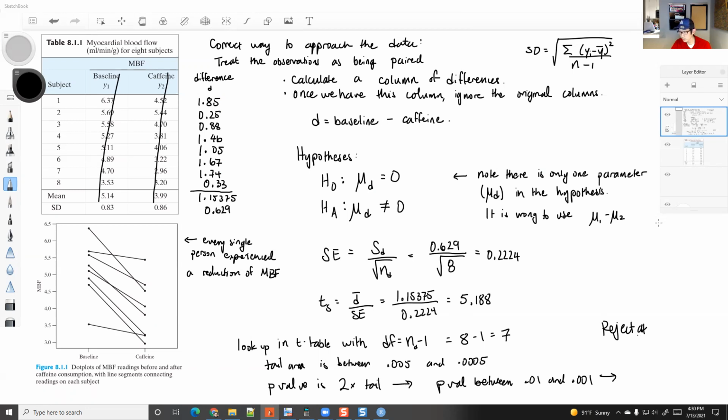Reject at alpha equal to 5%, reject at alpha equal to 1%. Okay. And we would say we have evidence that there is a difference, that the difference between baseline and caffeine is not 0.